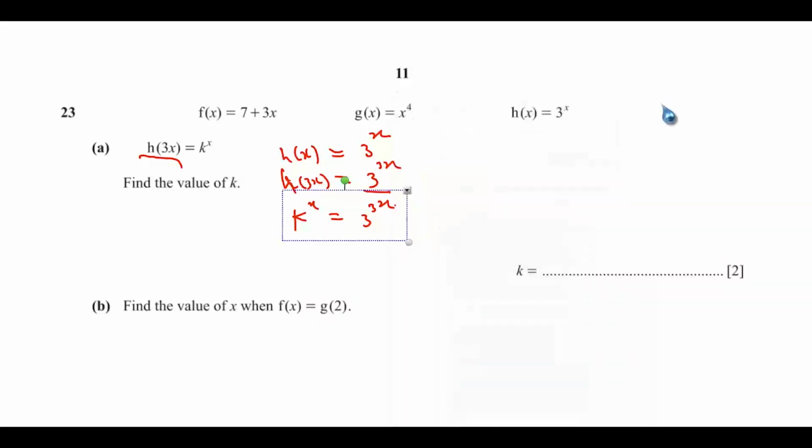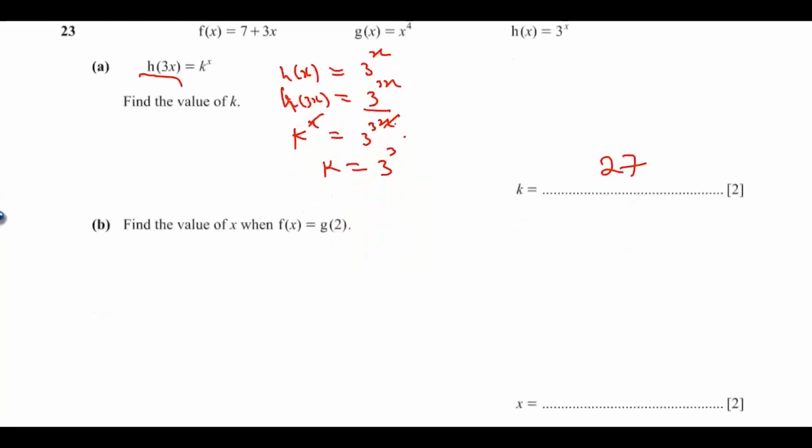So from here, x can cancel x. So we cancel x from here. So we are left with k equal to 3 to the power of 3. And that will be 3 times 3 times 3. And that will be nothing but 27.